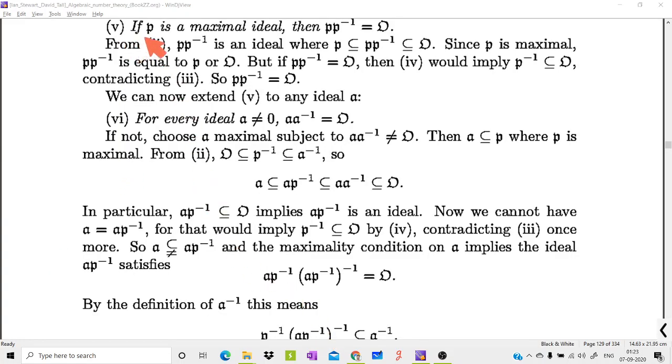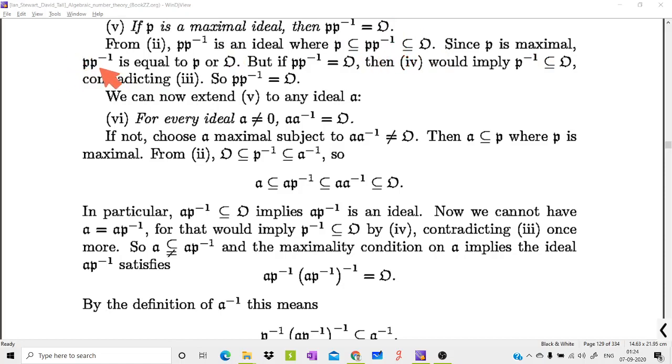Now we can prove 5. If P is a maximal ideal, then P inverse equals O. That means our result P inverse equal to O will prove this result for every maximal ideal first. So we start with the maximal ideal P, then P inverse is an ideal, and from 2 we can say that this P is contained in P inverse, that is contained in O. Since P is maximal, and P inverse is always a fractional ideal which is contained in O, we can say that this P inverse is an ideal.